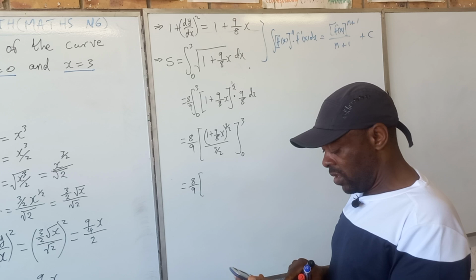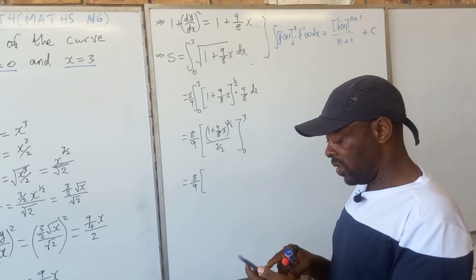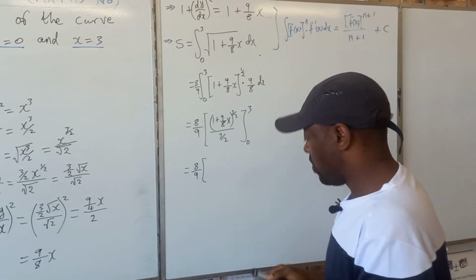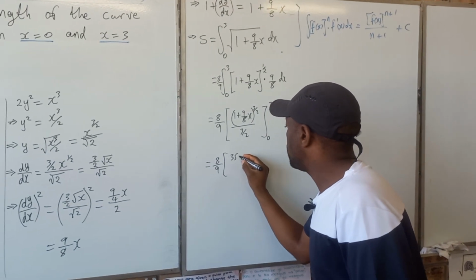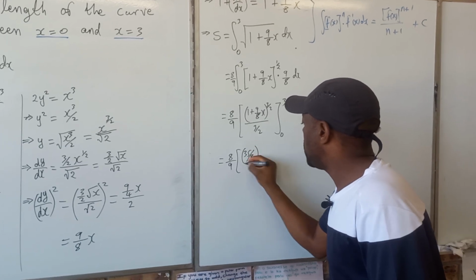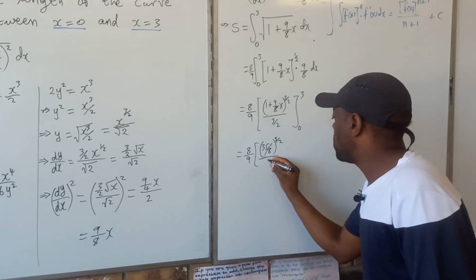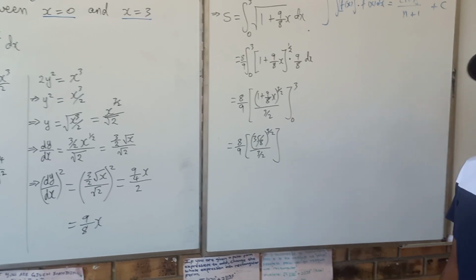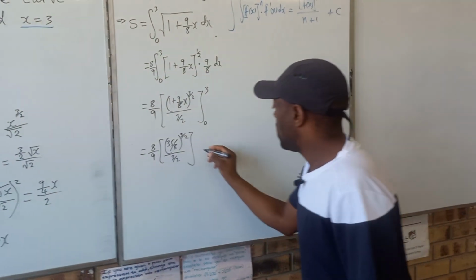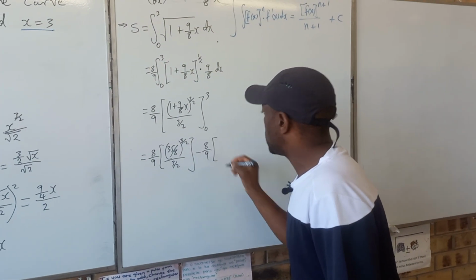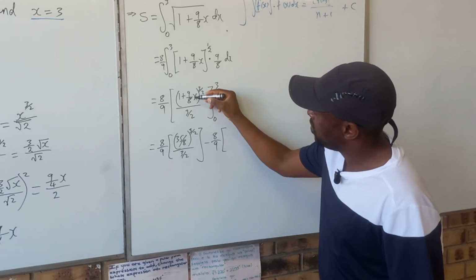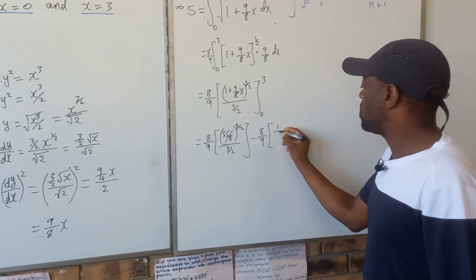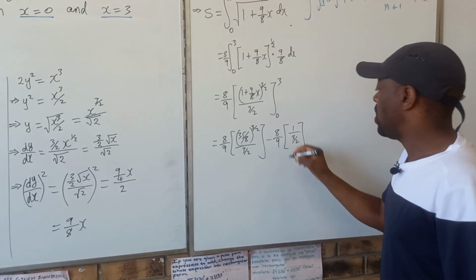If you're not sure about it, you can use your calculator. 27 over 8 plus 1 gives me 35 over 8. So I'm having 35 on 8 to the power 3 over 2 divided by 3 over 2. So that is what happens once I replace x by 3. Then I go to the lower limit, I repeat the same process again. I replace my x by 0. If you replace by 0, all of this is 0. I'm only left with 1, and 1 to any exponent is 1 divided by 3 over 2.